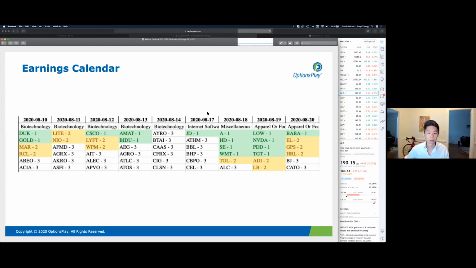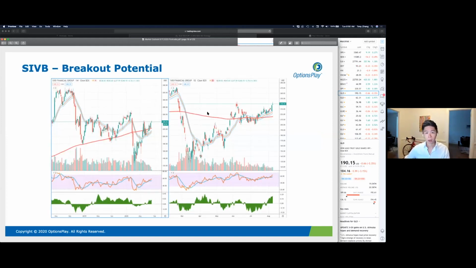You have some big discretionary names coming up, so pay attention to those. Discretionary, one of the strongest sectors here at the moment. So I wanted to point you to some of the ideas that we're currently paying attention to, some of the breakouts and opportunities that we currently see.